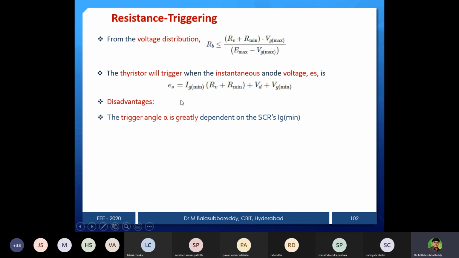That's why I mentioned all the drops are equal to the source voltage. So what are the disadvantages? This also I explained. The triggering angle alpha greatly depends upon IG minimum. At what instant it is going to occur is decided by the IG minimum value, that means the RV value. So in turn, I have to change RV to get the IG minimum.